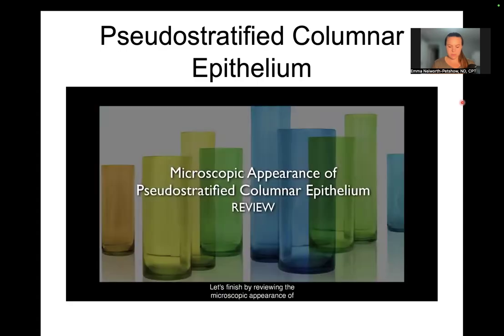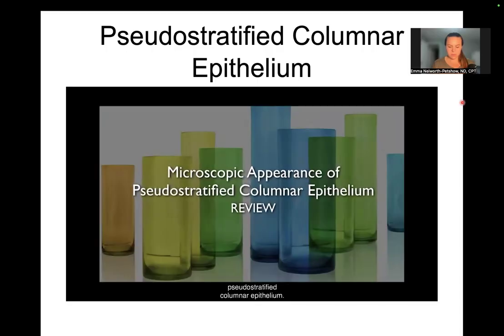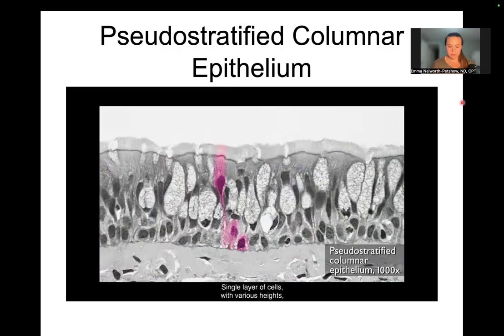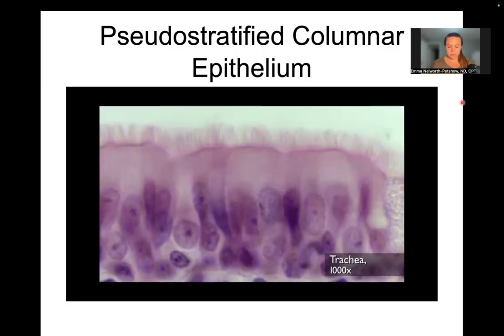Let's finish by reviewing the microscopic appearance of pseudostratified columnar epithelium. Single layer of cells with various heights that may contain goblet cells and cilia, found lining much of the respiratory tract, such as the trachea.